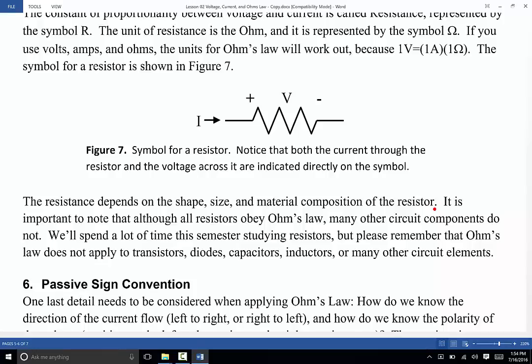A longer resistor would be higher resistance, just as a longer pipe or a longer hose would take more force to push the fluid through. And then there are different types of materials that have what are called different resistivities, and those resistivities also impact the flow of current.